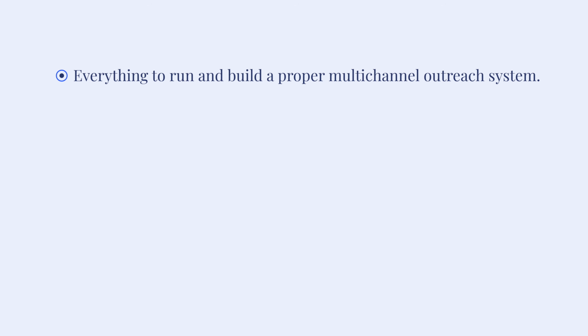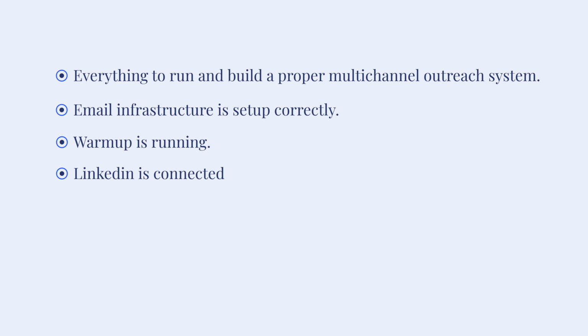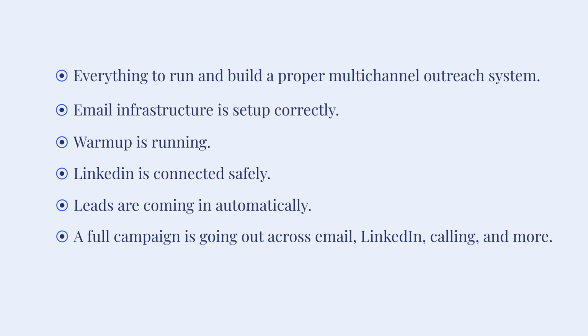And that's it. That's the full Lemlist tutorial. You now have everything you need to run and build a proper multi-channel outreach system from scratch. Your email infrastructure is set up correctly, your warm-up is running, LinkedIn is connected safely, leads are coming in automatically, and a full campaign is going out across email, LinkedIn, calling, and more.